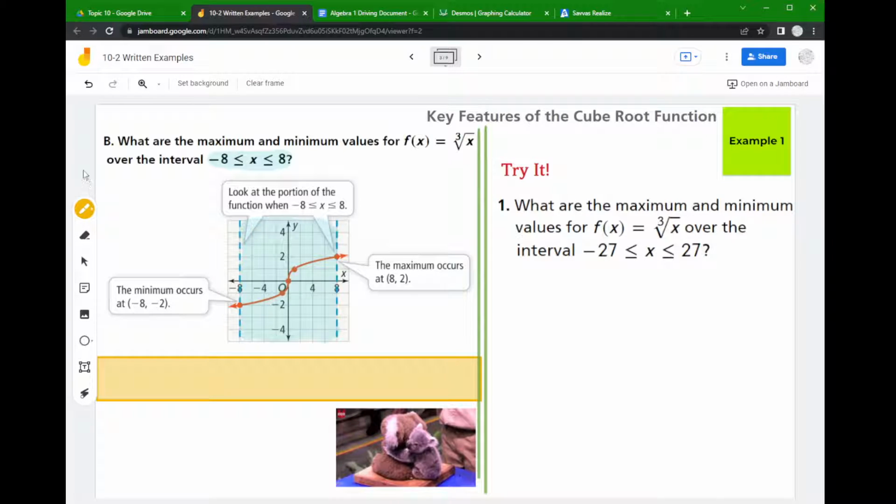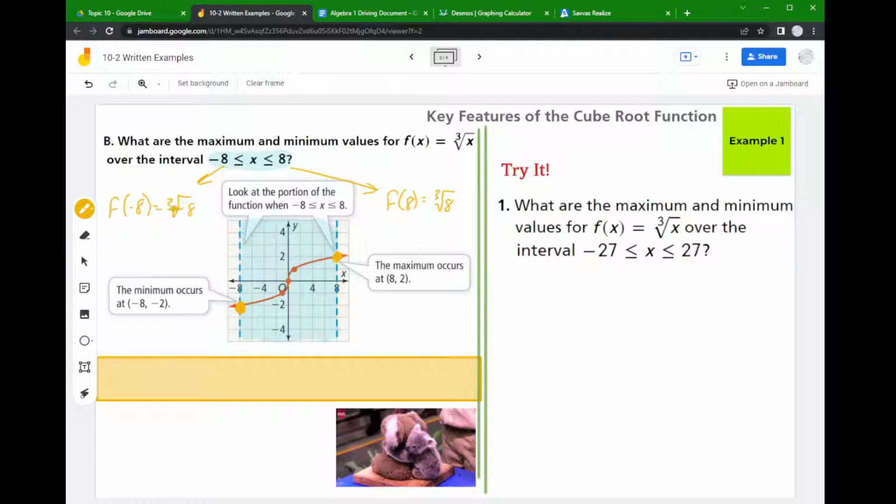We just discussed that the function's always increasing. So the lowest part of the graph is going to be furthest to the left, and the highest part of the graph is going to be furthest to the right. So if I plug in the -8 and the +8 into the function, I should get the values that are showing on the graph here.